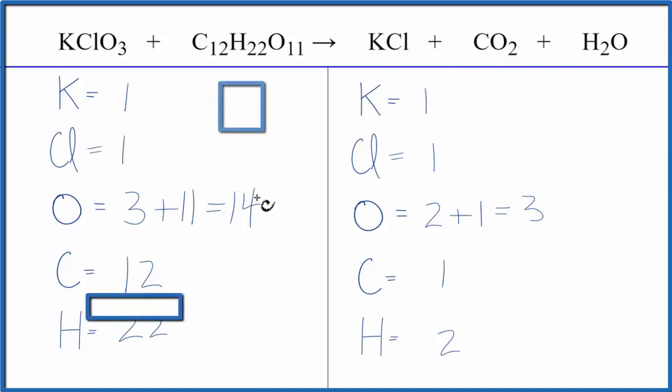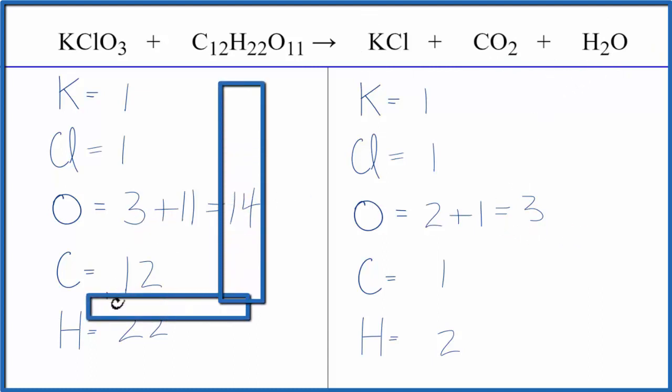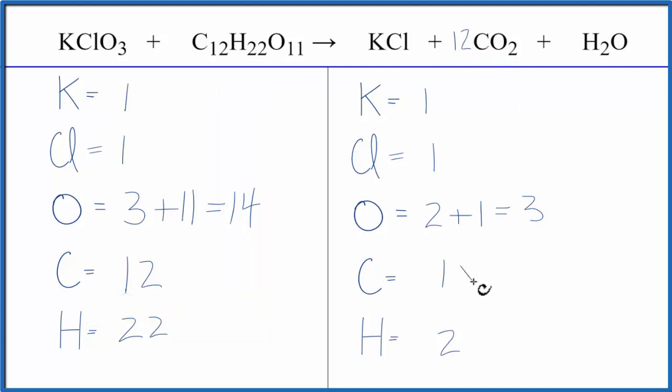Let's leave the oxygens till last, and let's balance the carbons, because we could put a coefficient of 12 in front of the CO2. That would mean we'd have 1 carbon times the 12. So the carbons are balanced. Let's update the oxygens. We have 12 times 2, 24 oxygens, plus this 1 oxygen out here. So we have 25 oxygen atoms.